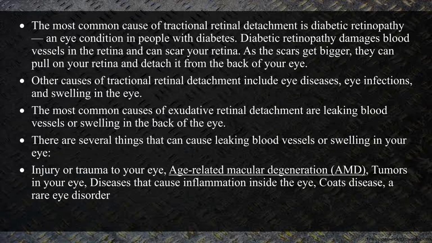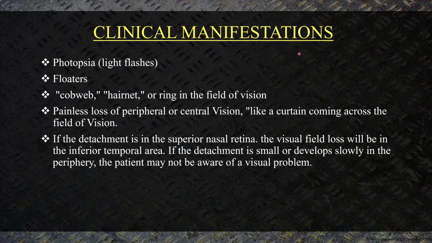Okay. Now coming to the clinical manifestations, it is said photopsia, that is light flashes, and floaters. So if we talk about floaters, if this is your peripheral vision, it won't be clear. There will be something floating, and the image won't be clear to you. Now coming to the cobweb, hairnet, or ring in the field of vision, it will be like a hairnet, like the spiders, the way they make a net. Something like that will be there.